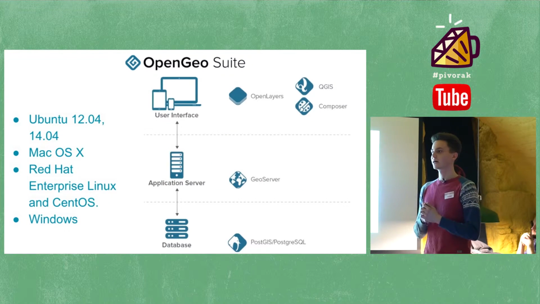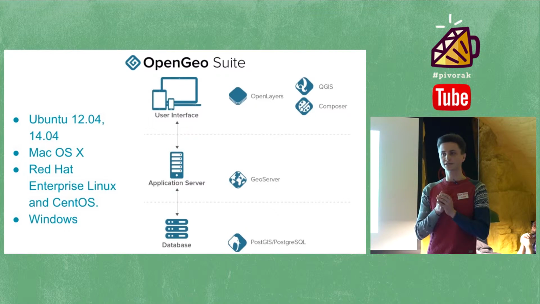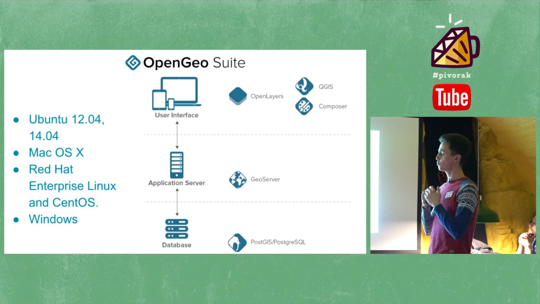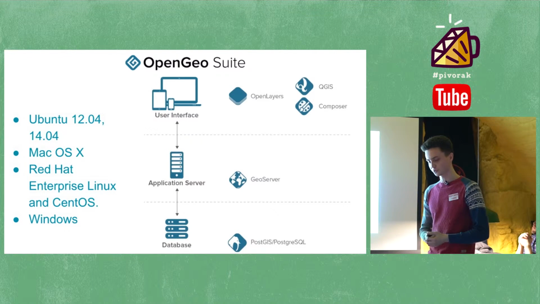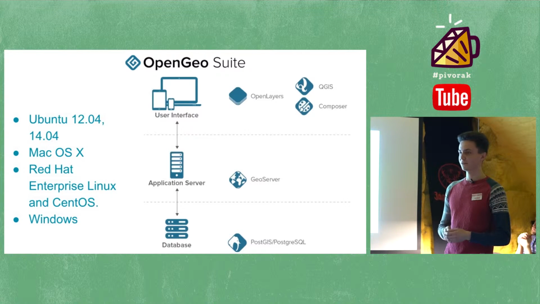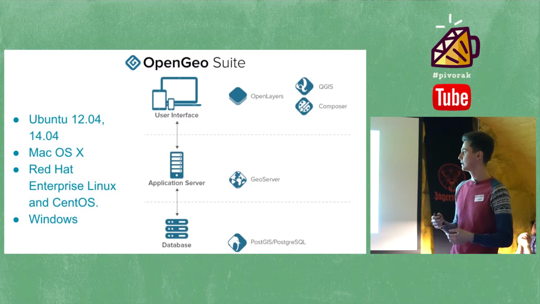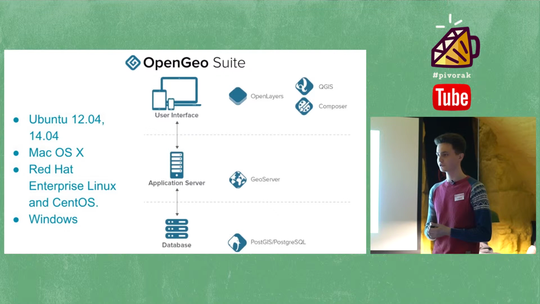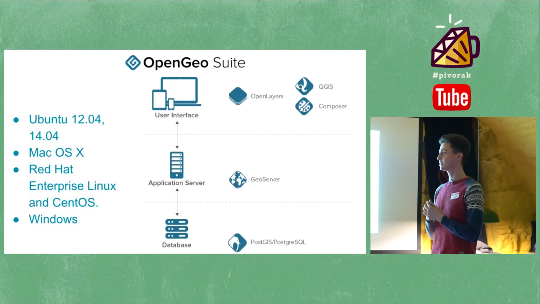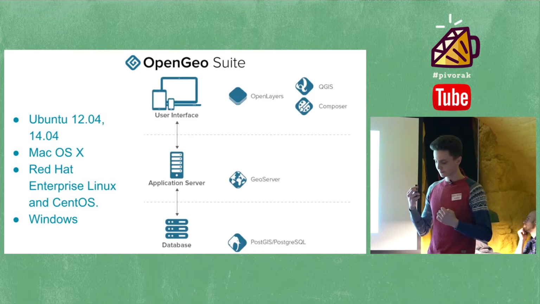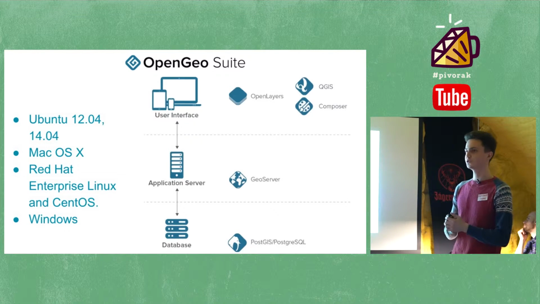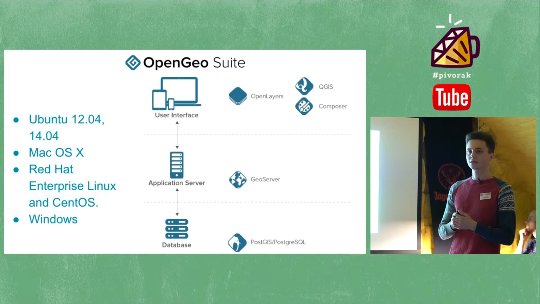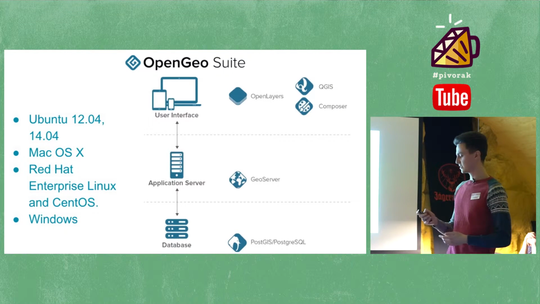So there is a complete solution for dealing with GIS called OpenGeo Suite. It has all three essential levels: the database level, the application level, and the end user level. And it is available for all popular operating systems.